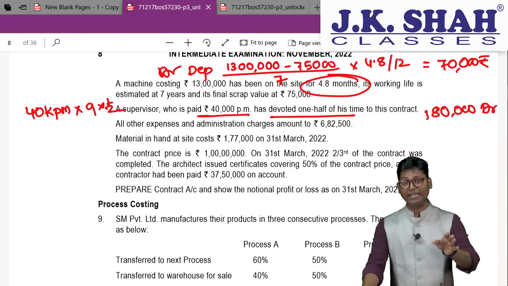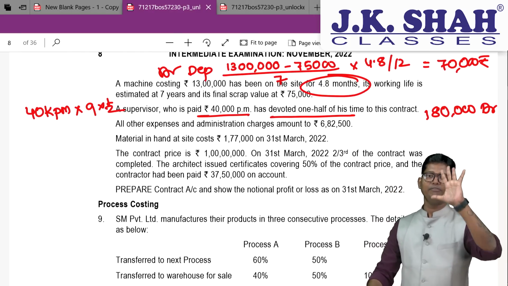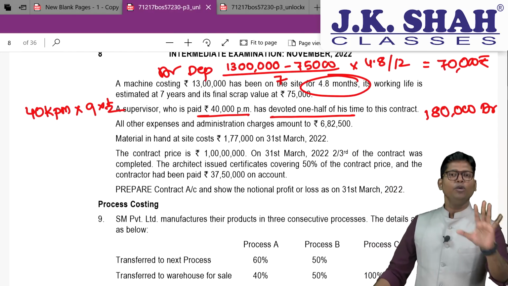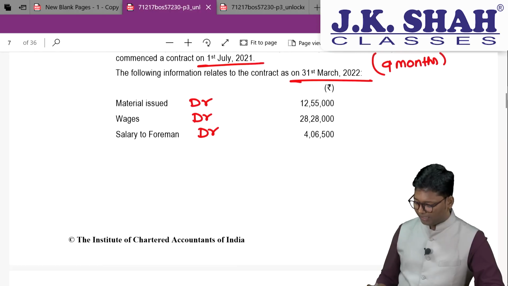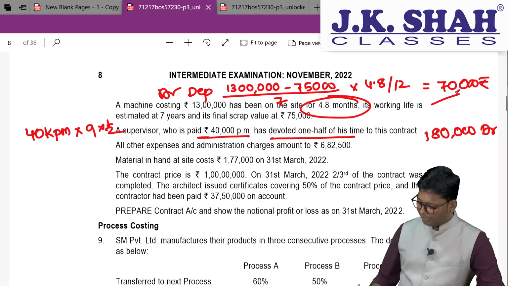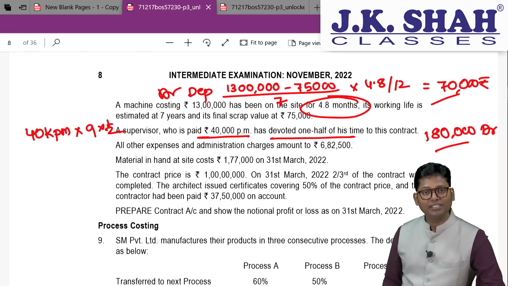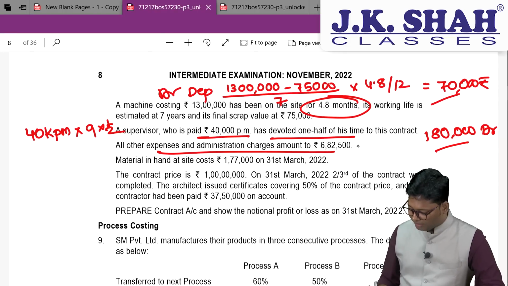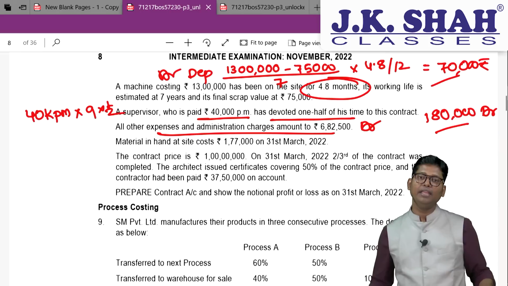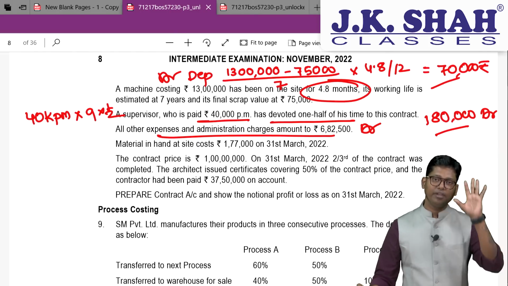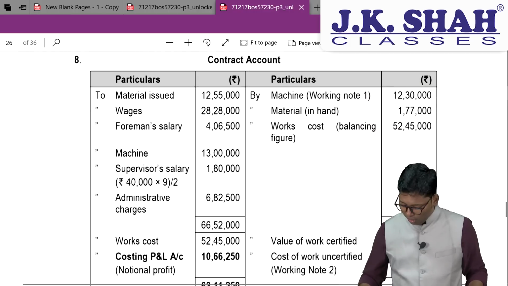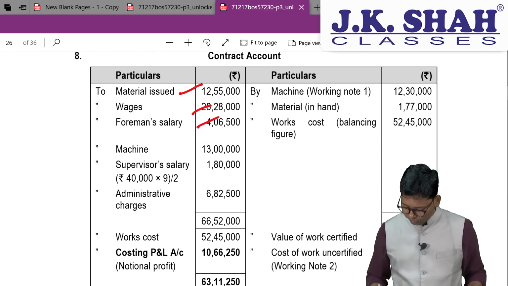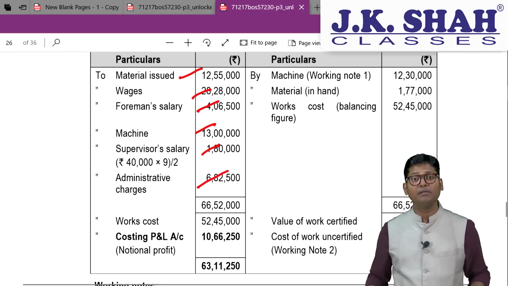So on the debit side, in all, we will be recording total 6 elements. Which elements? First, material. Second, wages. Third, salary to foreman. Fourth, depreciation. Fifth, supervisor salary, and other expense, number 6, to be recorded on the debit side is 6,82,500. All 6 items to be recorded on the debit side. You can check the suggested solution. On the debit side, they have recorded 1, 2, 3, 4, 5, 6 elements.